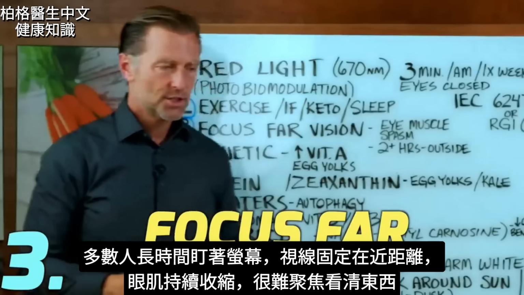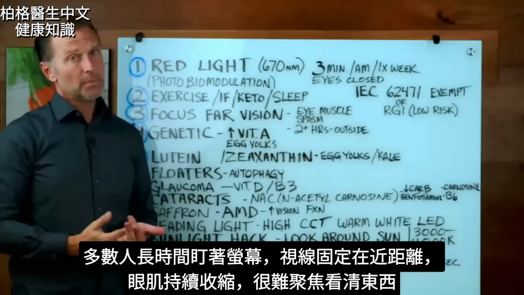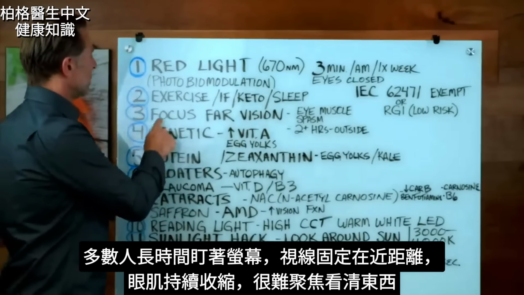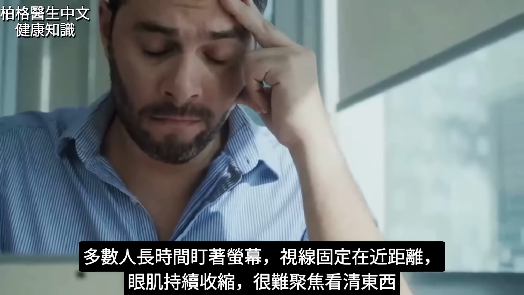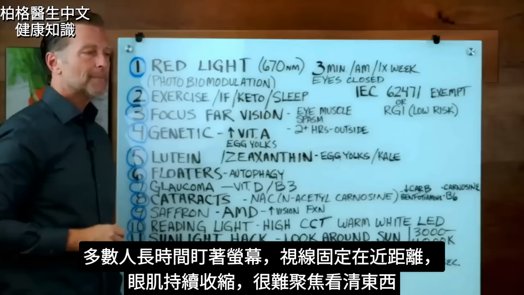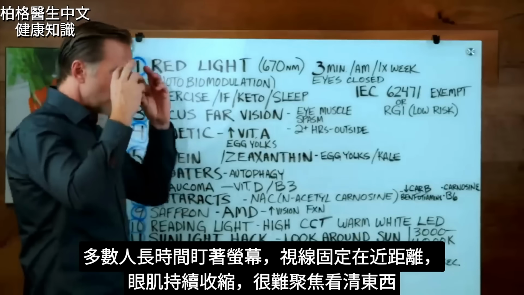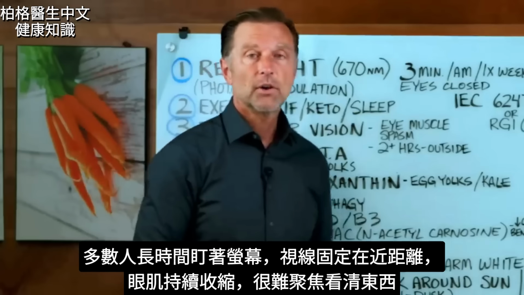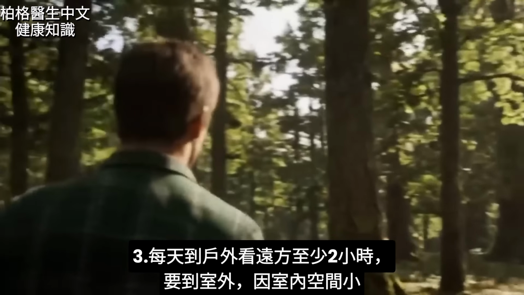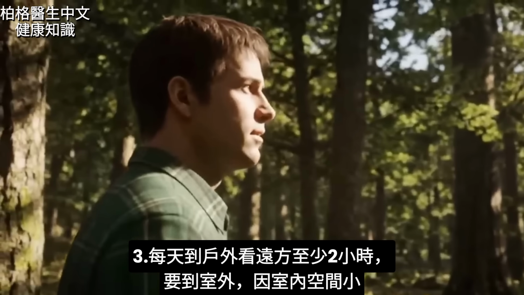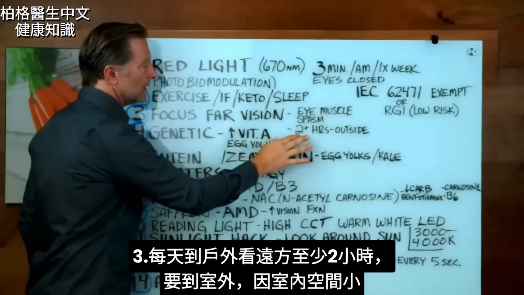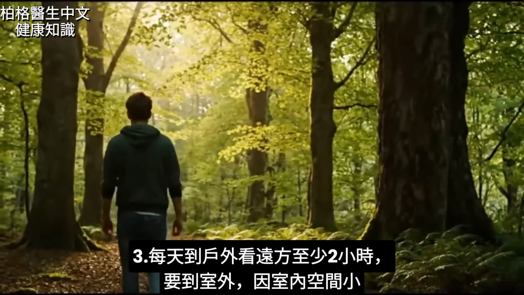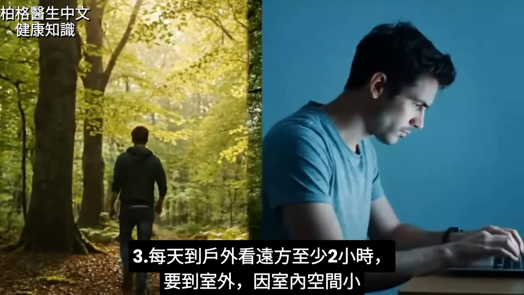Number 3 has to do with most people staring at screens for quite some time, so they're focused on a very close object. We need to reverse that, because your eye muscles are in a contraction, and that's really going to affect your ability to focus and see things. Go outside and look at something in the distance for at least 2 hours a day, something out of your house, because in your house, you don't have much space.